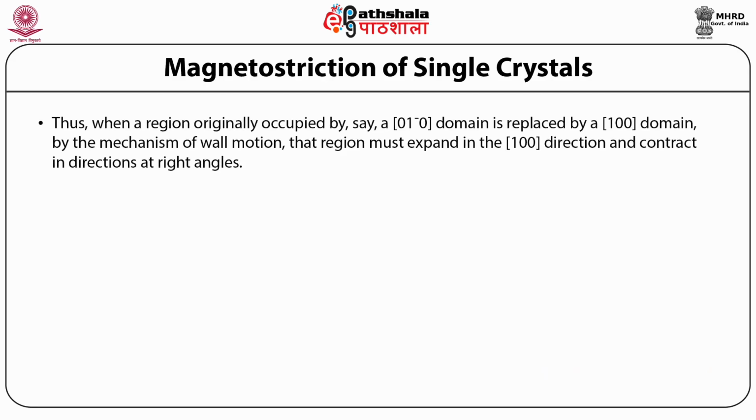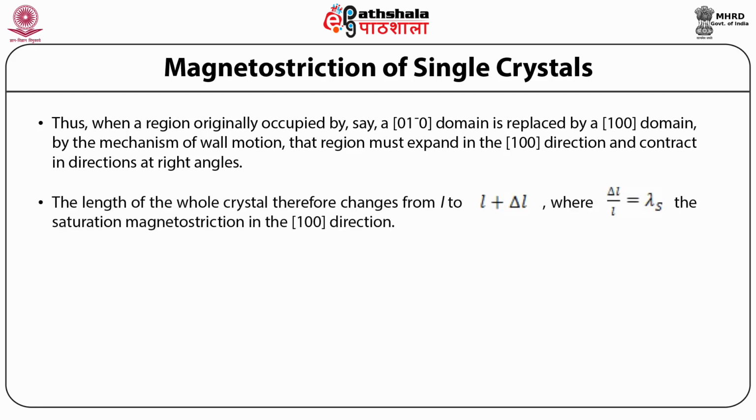Thus, when a region originally occupied by, say, a [01̄0] domain is replaced by a [100] domain by the mechanism of wall motion, that region must expand in the [100] direction and contract in directions at right angles. The length of the whole crystal therefore changes from L to L plus delta L, where delta L by L is equal to lambda S, the saturation magnetostriction in the [100] direction.